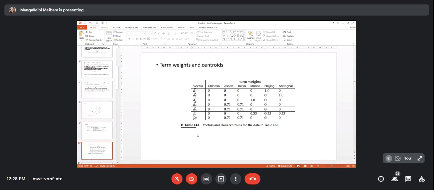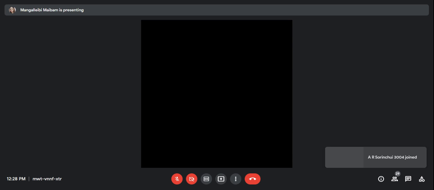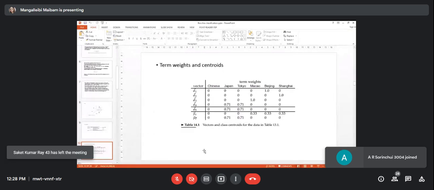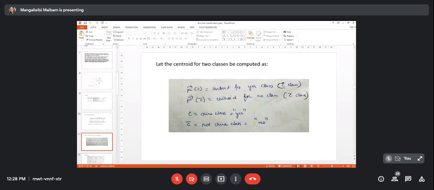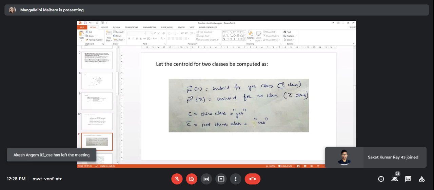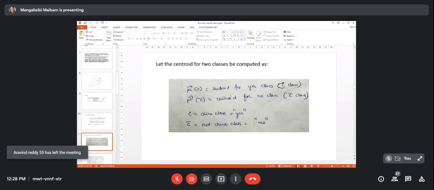First step is to find the IDF values. So, here it is shown. And in order to calculate Rocchio classification, we need to find the centroid for the respective classes. For this particular example, we have two classes. One is yes class and the other one is no class. The yes class is nothing but our China class and no class is our not China class. So for these two classes, we need to find the centroids.